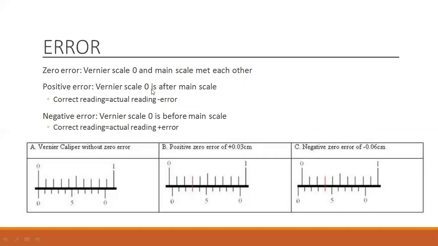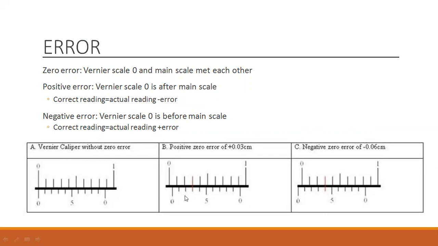Vernier scale 0 is after main scale 0. You can see here, ये vernier scale है, नीचे वाला जिसके 9 divisions है. ठीक है, इसका 0 जो है वो main scale के 0 के बाद है. This is called as positive error.